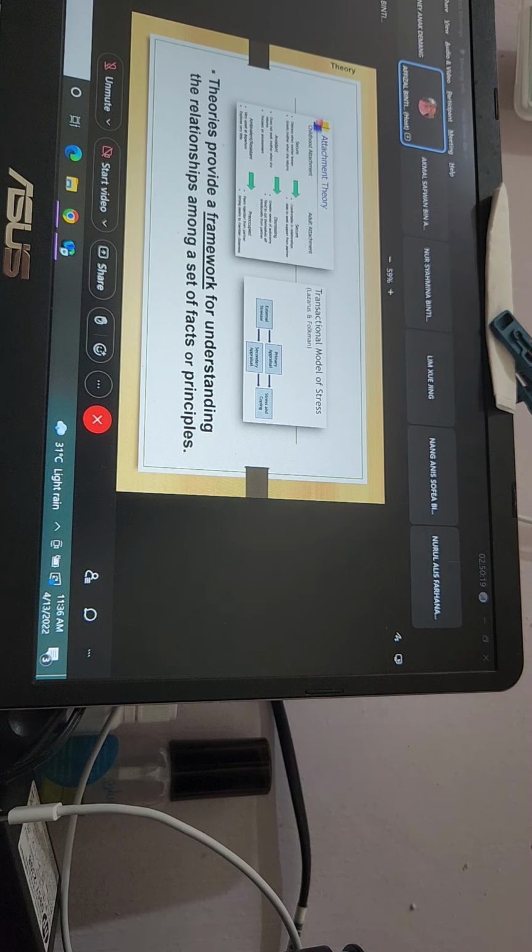Secure attachment and insecure attachment. Secure attachment is only one variable. Insecure attachment can be divided into two: we have avoidant attachment and ambivalent attachment.